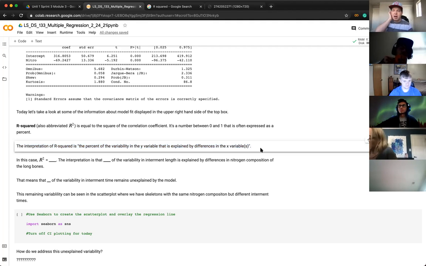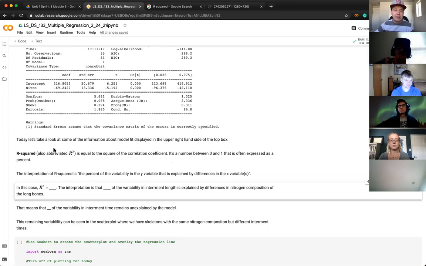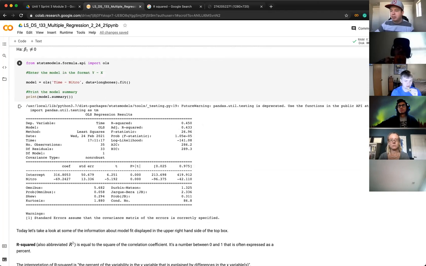It's basically, of all the things that determine interment time, what percentage of those things have we captured with our x variables? You can think about it kind of that way. Now that's a loose statement, but something that can guide your thinking. So this is why we'll often take these decimals and turn them into percentages as we interpret them, because it literally means the percent of variability in the y variable that is explained by the differences in our x variables. And so in our case here, our r squared was 0.45.